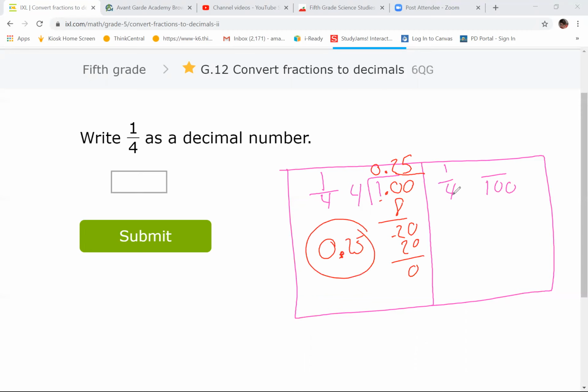Let's try this one. How do I go from 4 to 100? Well, again, I multiply by 25, right? 4 quarters is 100, so this is 25. So I have 25 hundredths, which looks like this. Did you get that same answer?